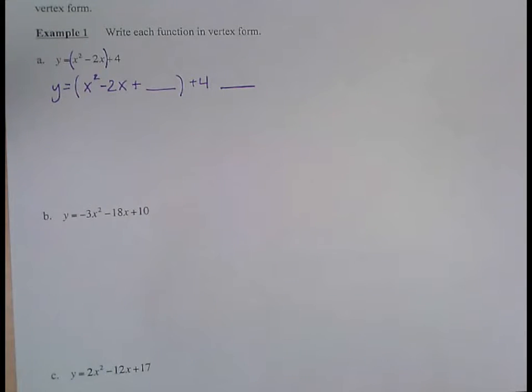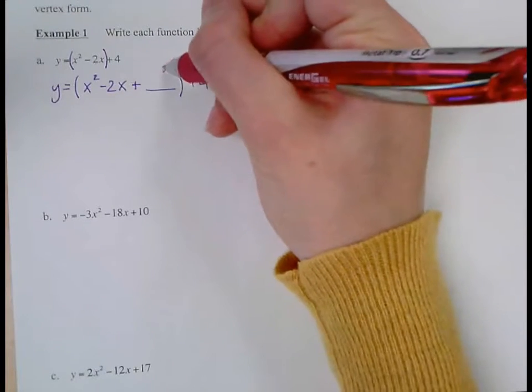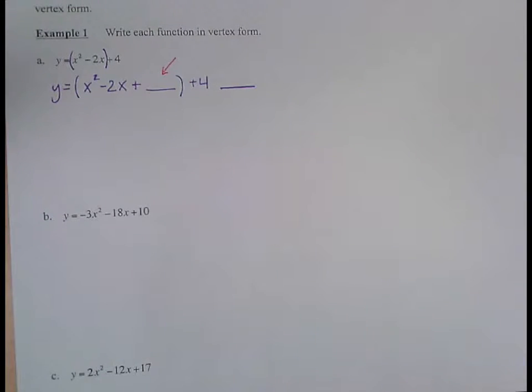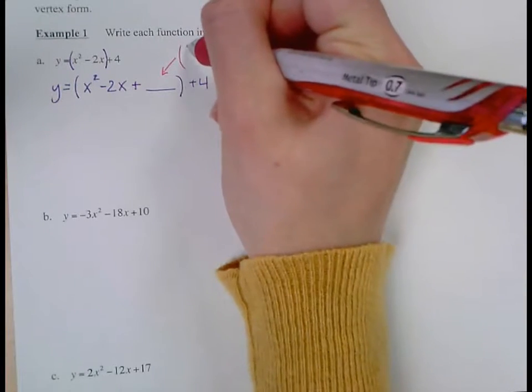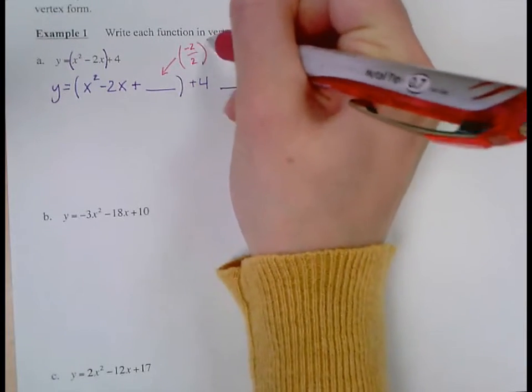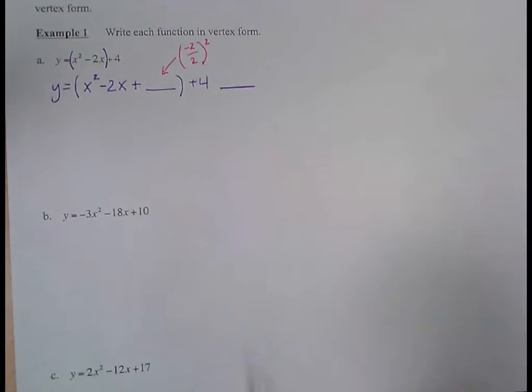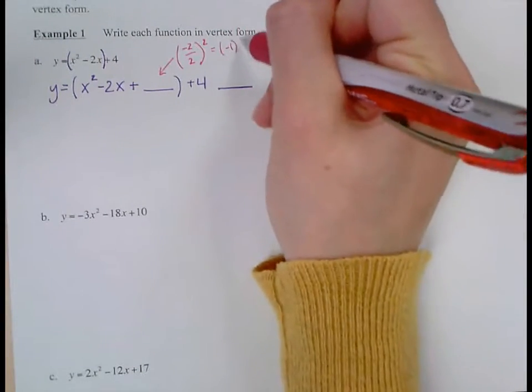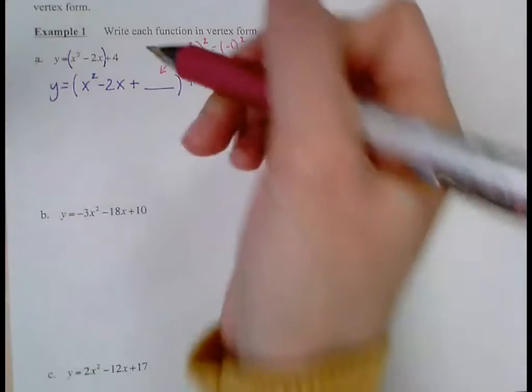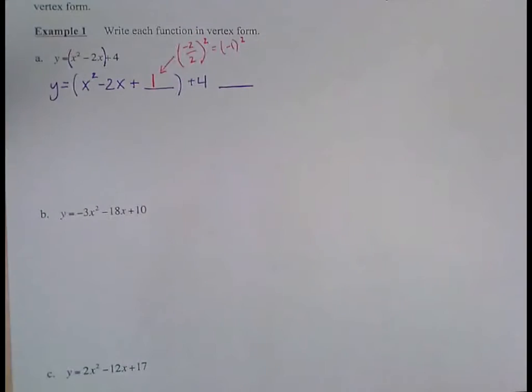So this is reviewing completing the square. How do we find the value that makes it a perfect square trinomial? B over 2 squared. And again, I'm giving that to you. You just have to know that that is what it's used for. So we have negative 2 over 2 squared, and negative 2 divided by 2 is negative 1. Negative 1 squared is positive 1.